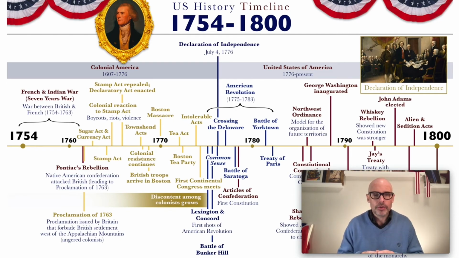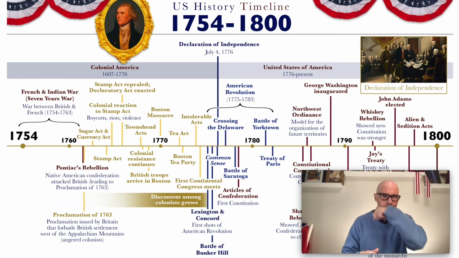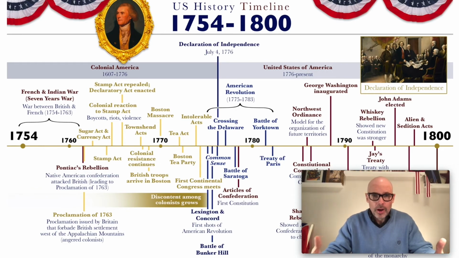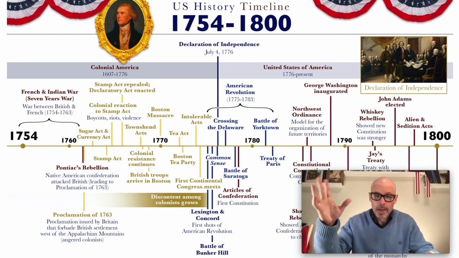But what you can see here is 1754 to 63 is the French and Indian War. And then after that is Pontiac's Rebellion. Pontiac's Rebellion is a fight of united tribes of Native Americans who are going to fight against the British and the British colonists who were trying to move westward after the 7 Years' War. Because after the 7 Years' War, British America became very, very big. It took all the land from the French all the way to the Mississippi and up in Canada.